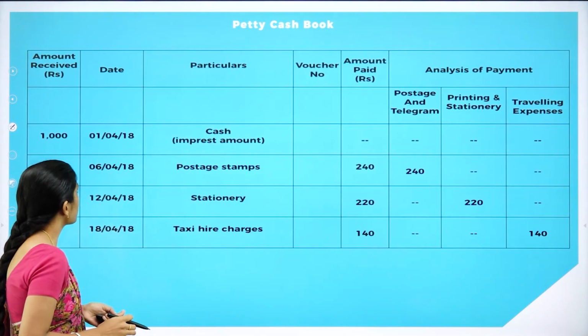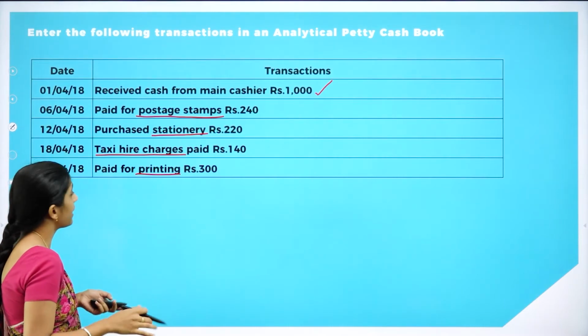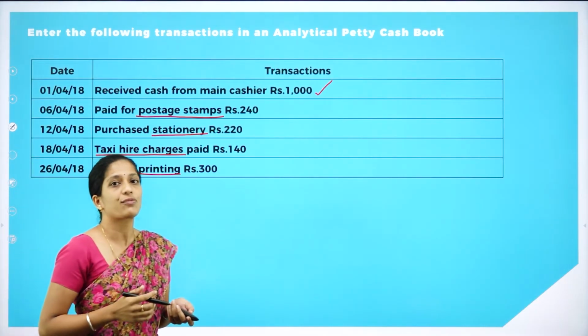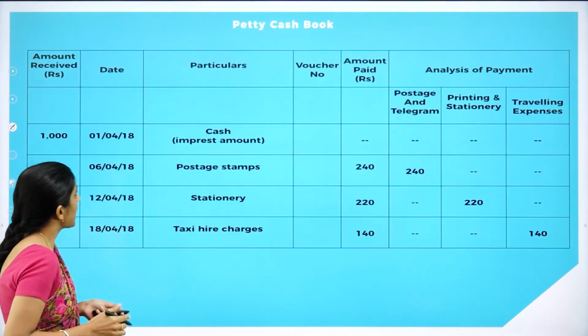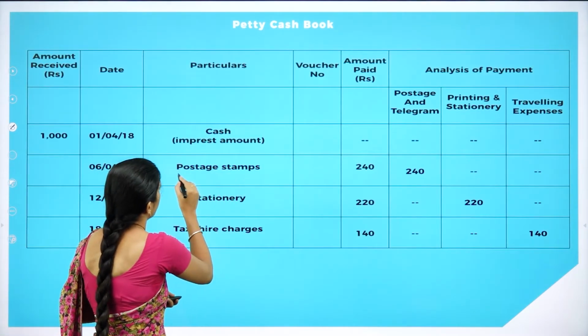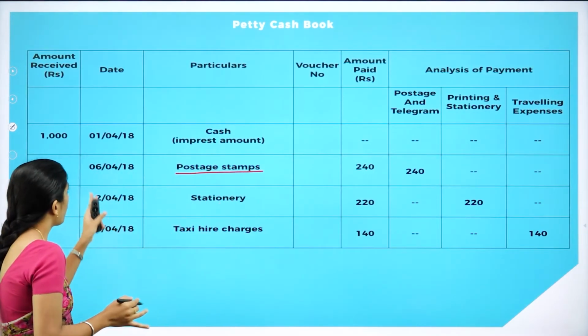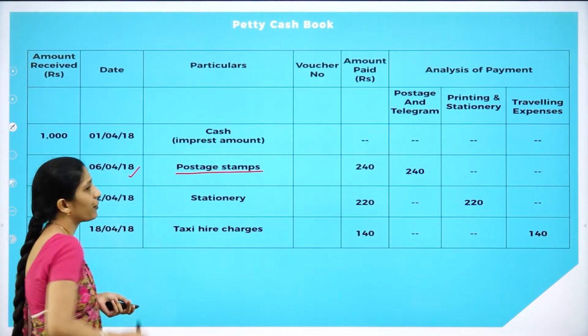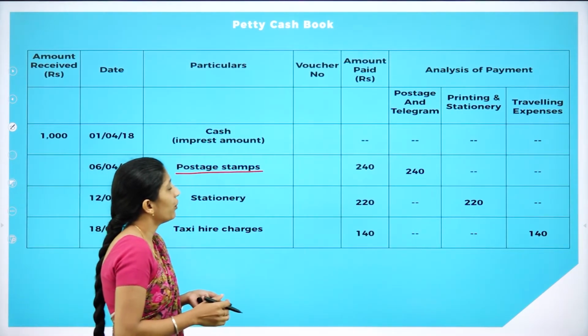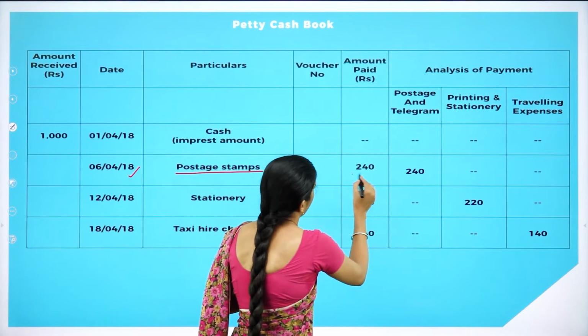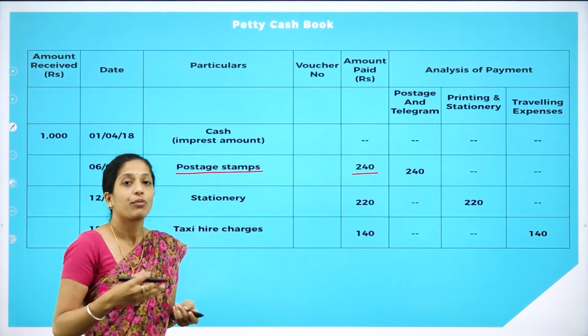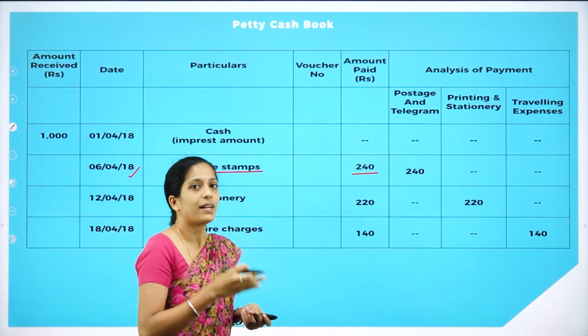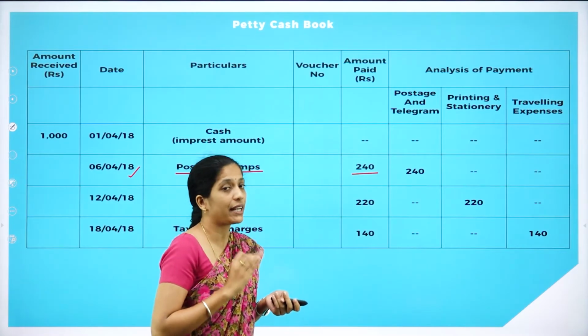Next, the second transaction has taken place on 6/4/2018. So what is the expense? The expense is postage stamp, right? So on which date has it taken place? 6/4/2018. Now, on amount paid, we have to write this amount because it is an expense, right? So we'll write the amount in the amount paid column.